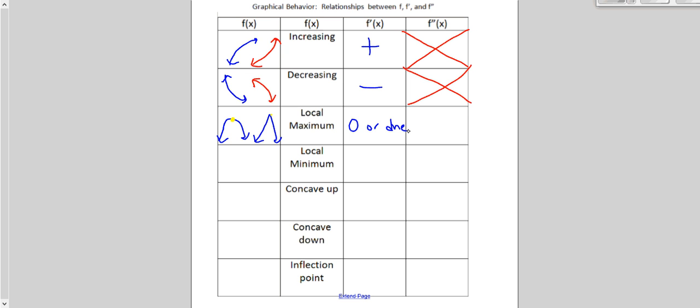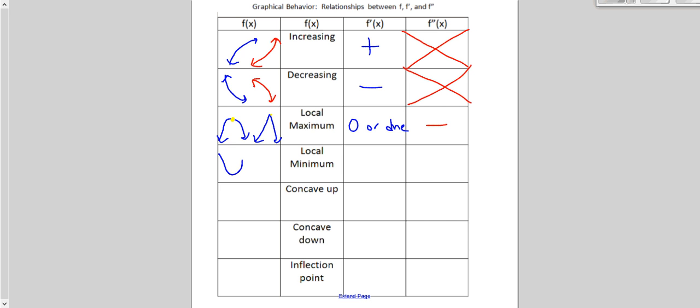What's happening with the second derivative there? Well, if it's a nice smooth curvy one, then notice that the function is concave down. And if the function is concave down, what did we say was true about the second derivative? It's negative. So the second derivative will be negative at a local maximum, assuming it's a smooth curve, not a pointy one.